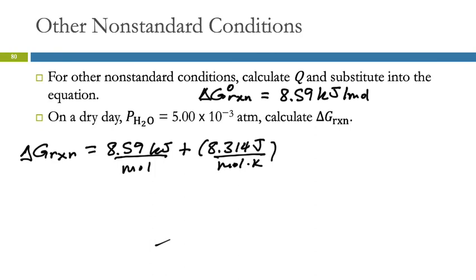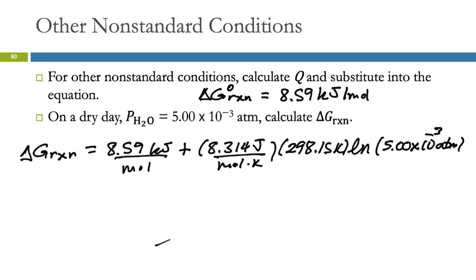Now, they didn't tell us what the temperature is. What's a reasonable thing to assume? 25. Room temperature. That's standard for this stuff, right? So 298.15 Kelvin. Natural log of Q, which is 5.00 times 10 to the minus 3 atmospheres. And remember, this is joules, and that's kilojoules. So I'm going to do it in joules.